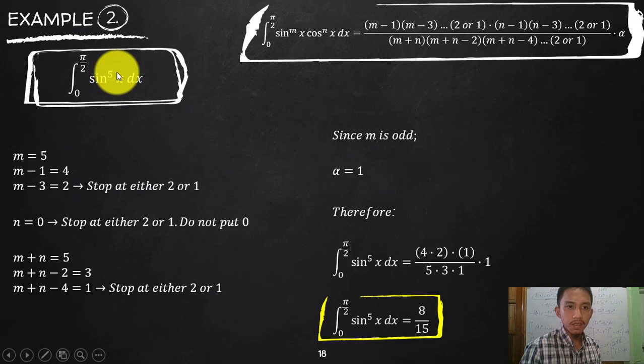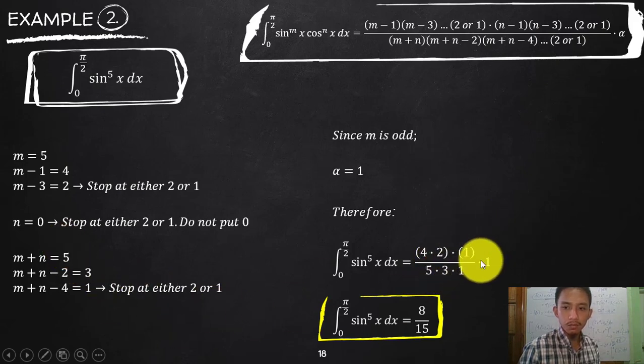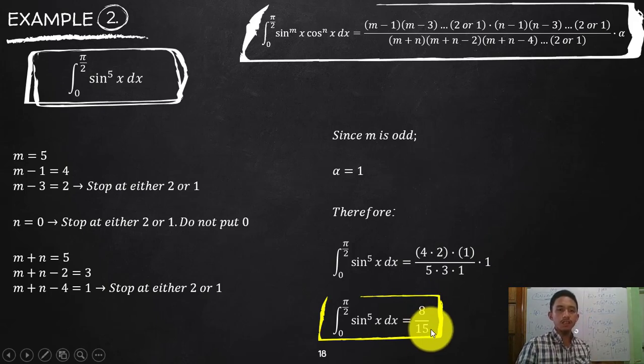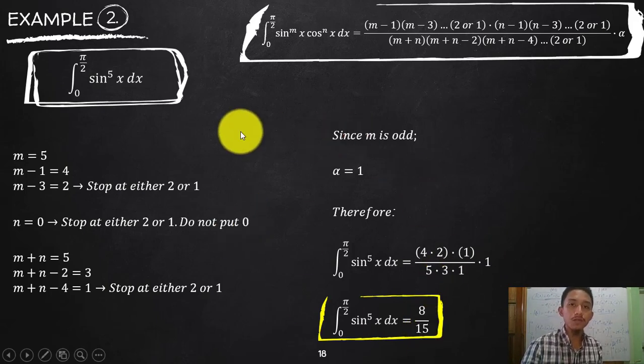So are both of them even? 0 is even, but 5 is odd, so no. So we will not be using pi over 2, rather that is 1. So 4 times 2, but of course times 1, or actually you do not need to multiply the n. And then 5 times 3 times 1, and then your multiplier is 1, therefore that is 8 over 3. Okay, that is the Wallis formula.